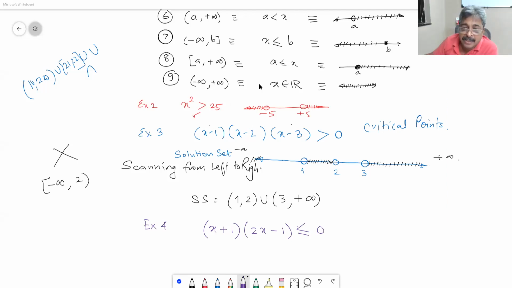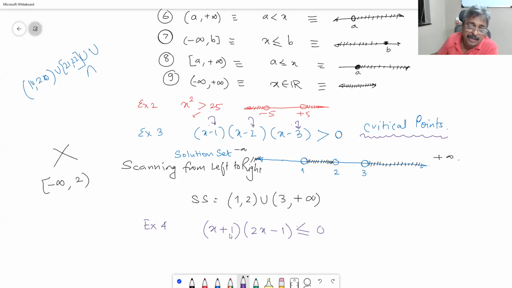Now, here I said these 1, 2, 3 are called critical points. But here it was easy to find critical points. The method of finding critical points: the right-hand side is 0. So if we forget the inequality and make it an equation, which values of x will make the LHS 0? That question you have to ask yourself and find all possible values of x which make the LHS 0. They are going to be your critical points.